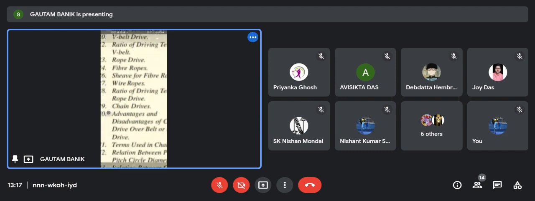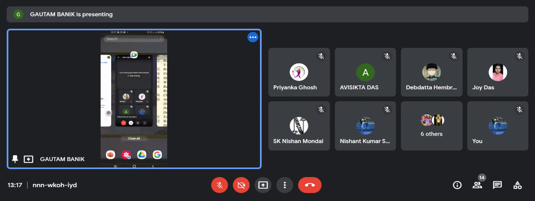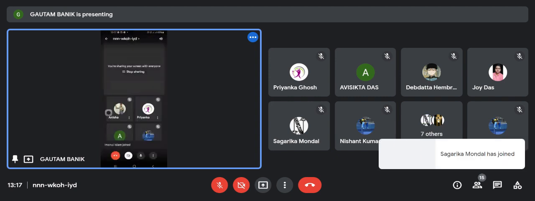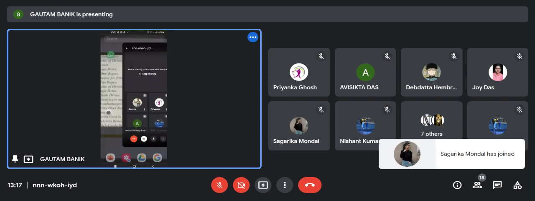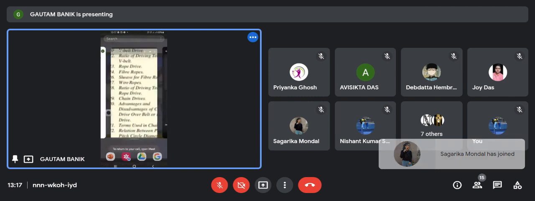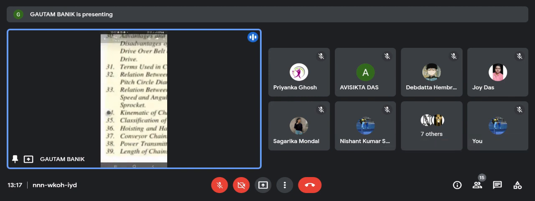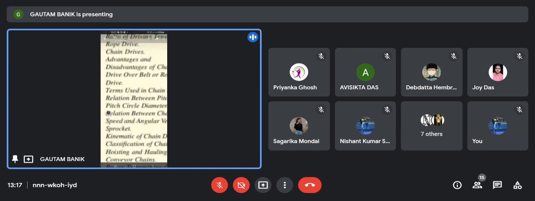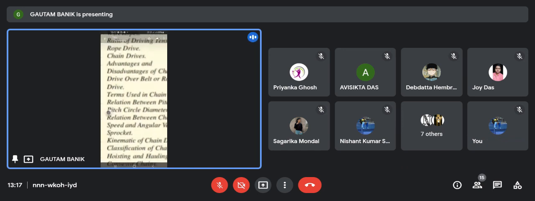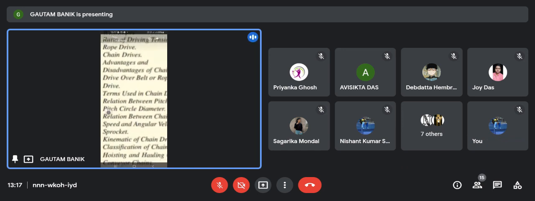Then another chapter comes. Drive over belt drive is not required.